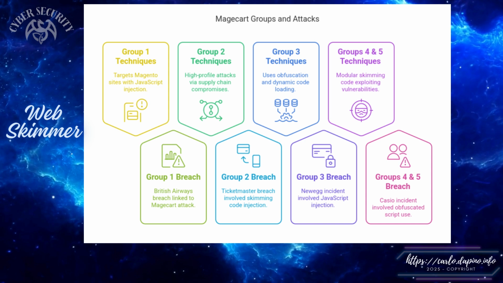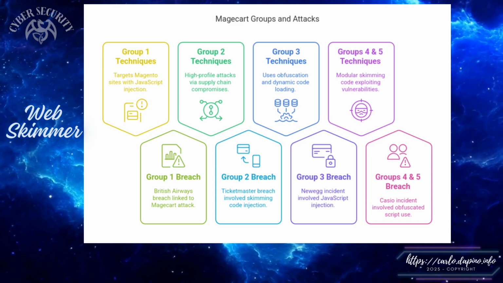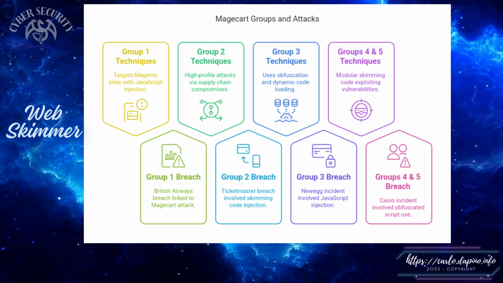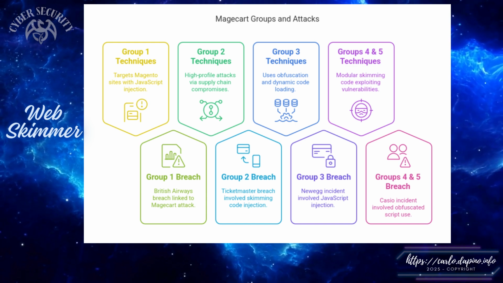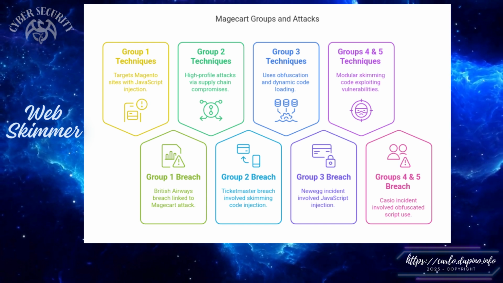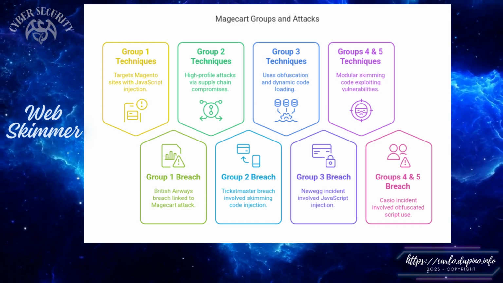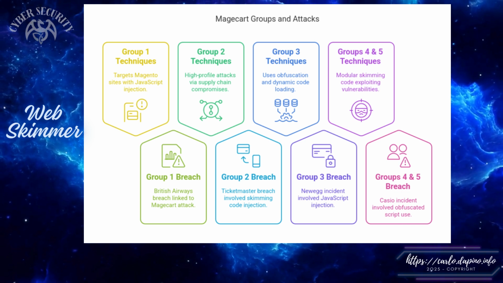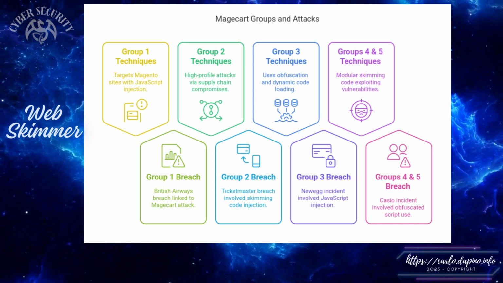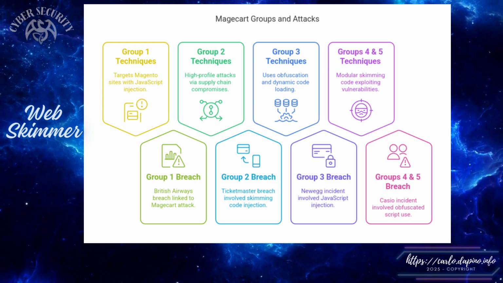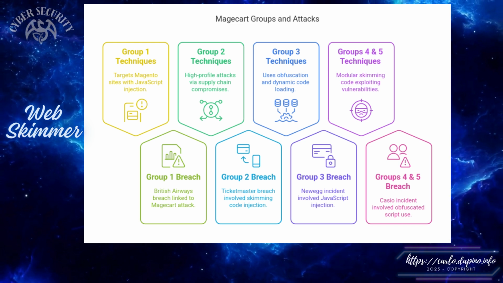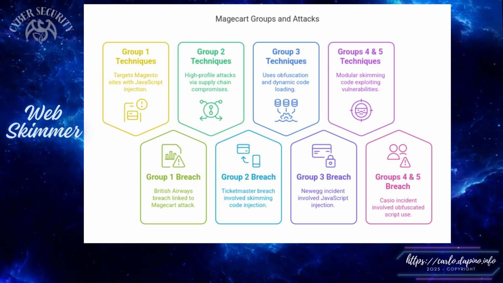Group 1's JavaScript injection techniques led to the British Airways breach, where attackers compromised the airline's payment page directly, skimming data from hundreds of thousands of customers. Group 2's focus on supply chain vulnerabilities enabled the Ticketmaster breach, proving that instead of targeting one company, attacking third-party services could result in widespread infections across multiple platforms.